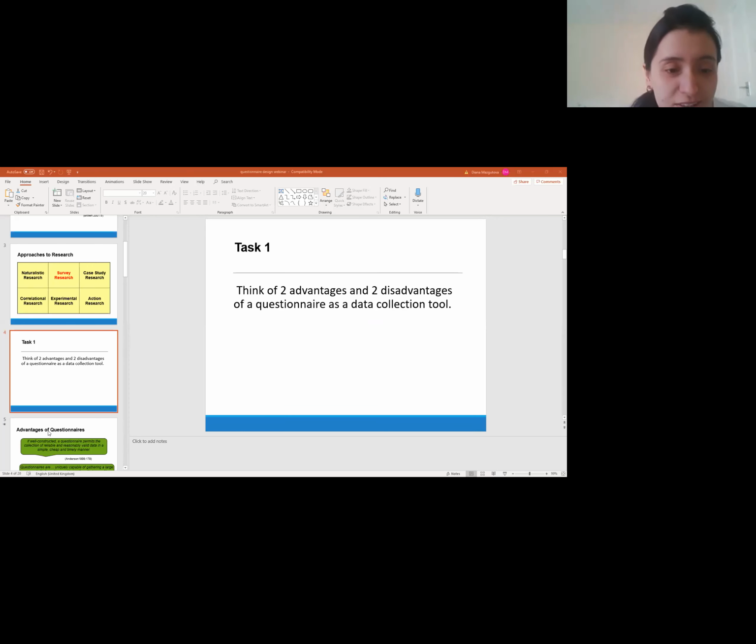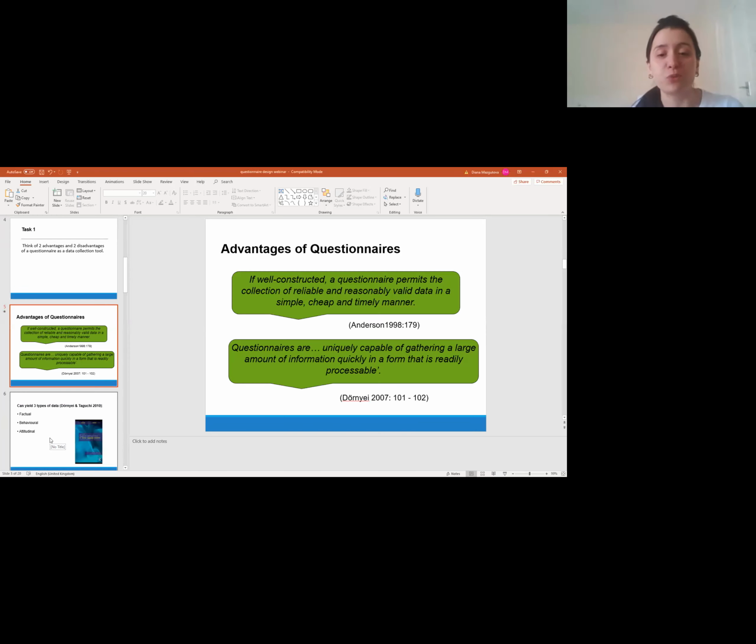On the next slide, you can see some advantages of questionnaire as highlighted by different scholars, by Anderson and Dornyei. But what I would like to particularly highlight from this slide, and also to summarize something you've already mentioned, is that one of the obvious advantages of questionnaire as a research technique is that it's a very quick, very efficient way of gathering data. But particularly, what is important to emphasize is it can gather a large amount of information from a large sample of people, or from a large number of participants, relatively quickly and efficiently.